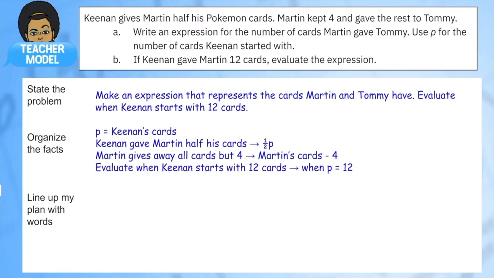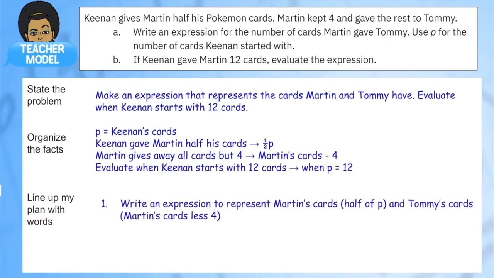So let's start with our plan. The first thing I'm going to do is write an expression to represent Martin's cards, so the 1/2 of P, and Tommy's cards, which is whatever Martin has less 4. I'm going to substitute 12 for P, and then we're going to simplify the expression. So hit pause and jot this part of solve down into your notes.